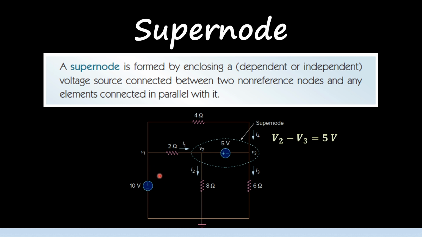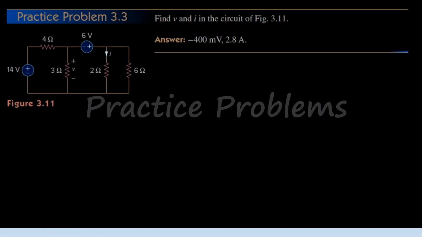Now, I want you to pay attention here to another kind of special supernode. The definition says that it needs to be a voltage source connected between two non-reference nodes, but every time that you have a voltage source connected between a node and a reference node, if you know the voltage of it, you actually know the voltage at that node, and you don't need to write the equations because you know that V1 is equal in this case to 10 volts. All right, so just a couple of things to keep in mind. Let's go over some practice problems so we can see these in action.